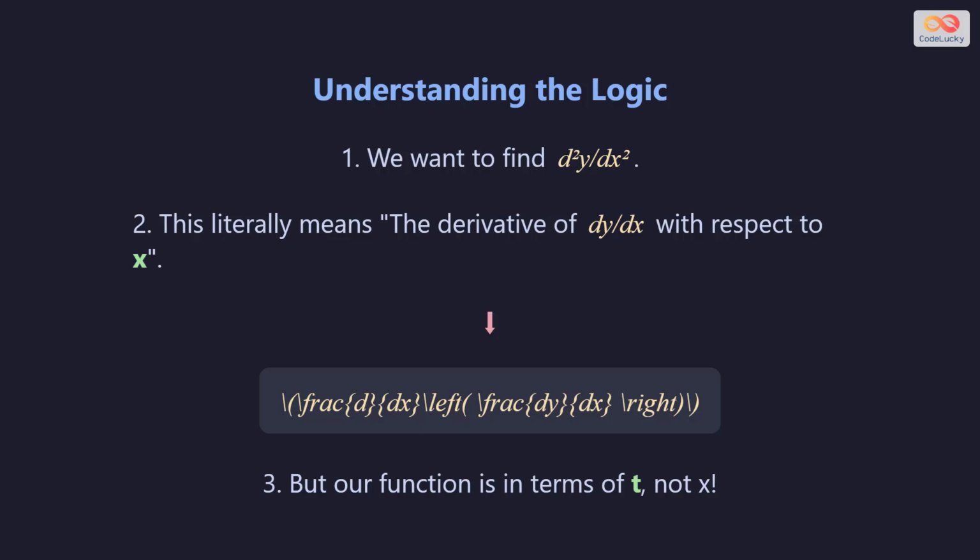To understand why that is wrong, we need to look at what the notation actually means. Finding the second derivative means we are applying the derivative operator d over dx to our first derivative, dy/dx, but here is the problem. Our first derivative is usually a function of t, not x. So we cannot just differentiate it normally.